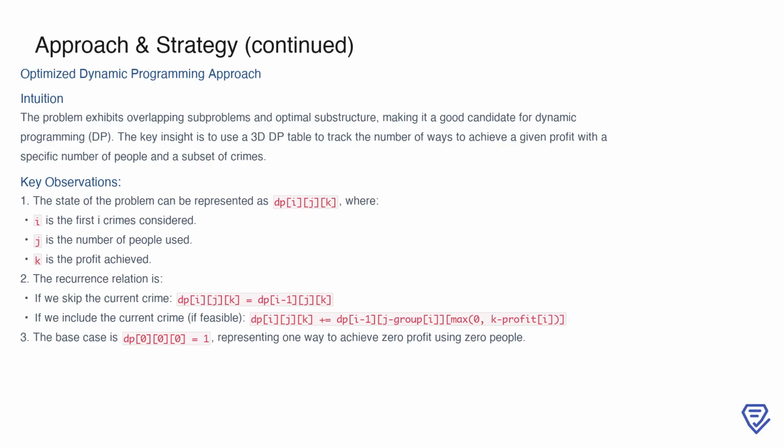The recurrence relation captures two choices: either skip the current crime, in which case the state remains unchanged, or include the crime if it is feasible. Including it requires adjusting for the people and profit contributed by the crime. The base case is dp[0][0][0] equals 1, which represents the single way to achieve zero profit with zero people by doing nothing. This structure allows us to systematically build solutions for larger subproblems using the results of smaller ones.